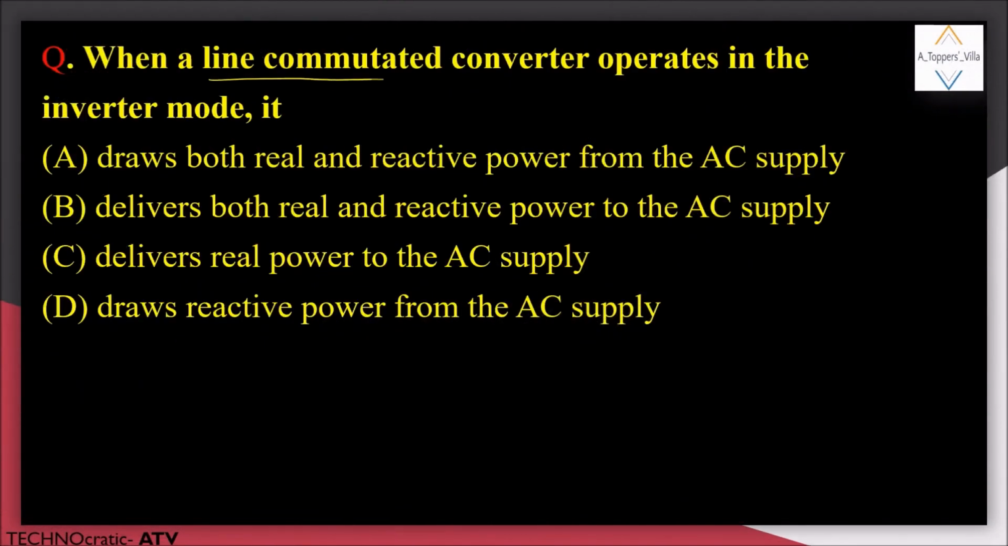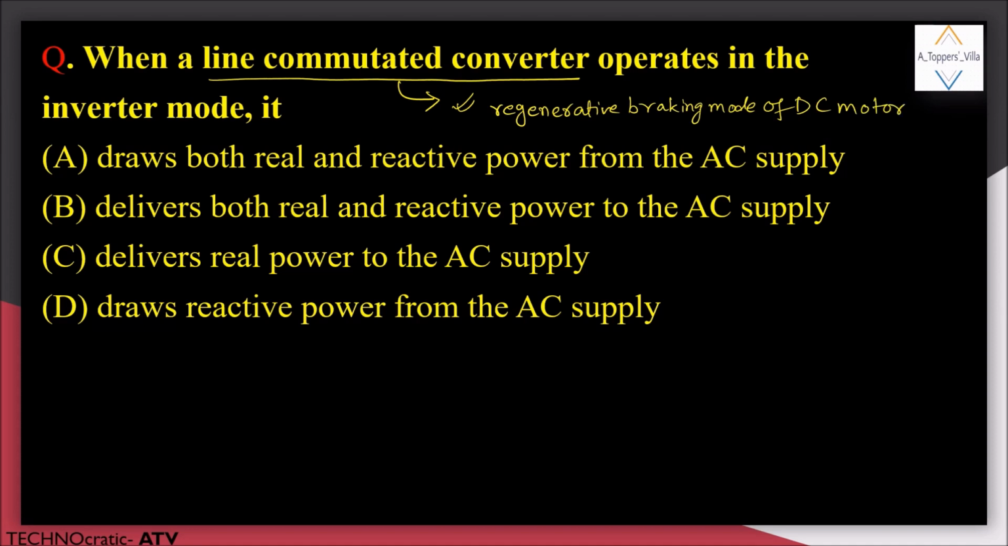When a line commutated converter operates in the inverter mode, it delivers real power to the AC supply, and it draws reactive power from the AC supply. So this line commutated converter is a full converter with firing angle delay greater than 90 degree. And this is used in regenerative braking mode of DC motor.